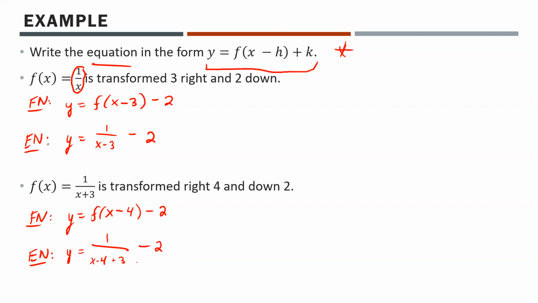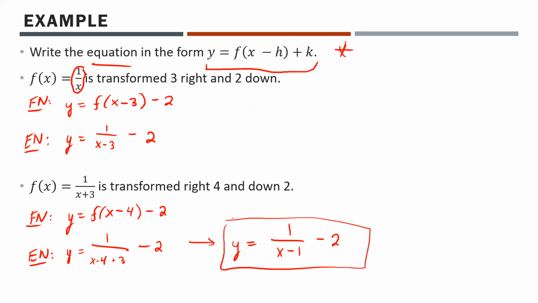Now, if you really wanted, you could say that was it for that one, but I could clean this up. Let's be nice here. Let's actually clean this one up. This is y equals 1 over x minus 4 plus 3. So negative 4 plus 3, that's negative 1. So this is x minus 1 and then minus 2. That's what that one would clean up to. And that's just nicer cleaning it up, so it's not as weird as it would be otherwise.